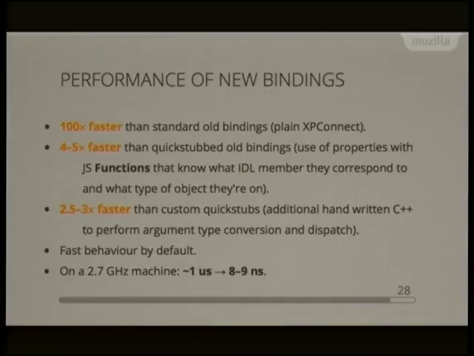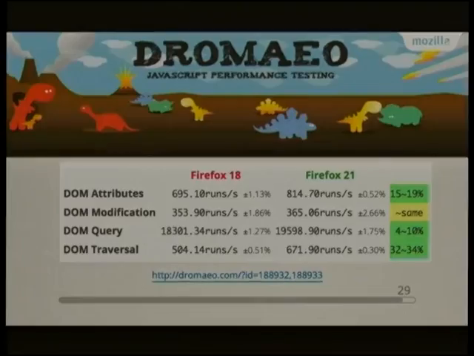Now we did have some optimized versions of bindings for particularly important things. So these are these quick stubs that I mentioned there. So for really important ones, we're maybe only at best 2.5 to 3 times faster than those custom written bindings that we had before. So you can see the result of that here. I ran this the other day. It's Dromaeo, a sort of common DOM performance testing suite. I'm not sure how good it is.